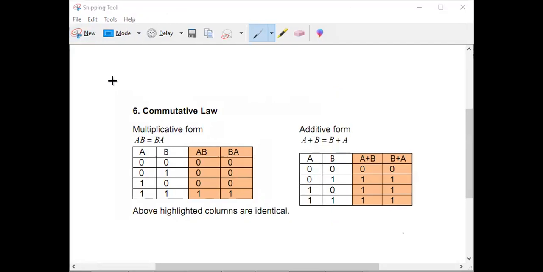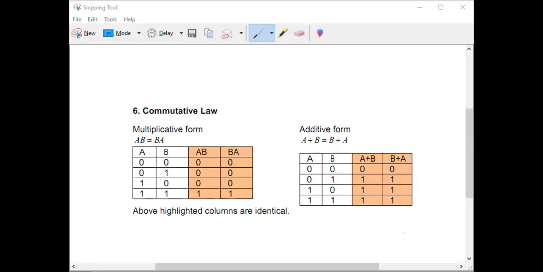Okay, this is the commutative law. Take them down also. Okay, then we'll see another one.